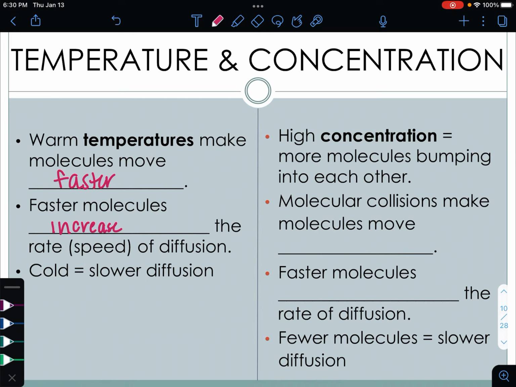Okay, the other thing that can affect how fast diffusion happens is concentration. So if there's high concentration, which means there are lots of molecules, the more molecules there are, the more they're going to be kind of bumping into each other. All of these collisions are going to make things move faster. And faster molecules, again, are going to increase the rate of diffusion.